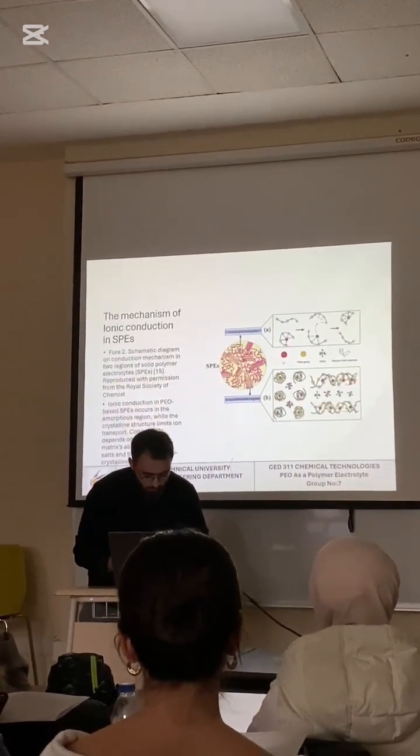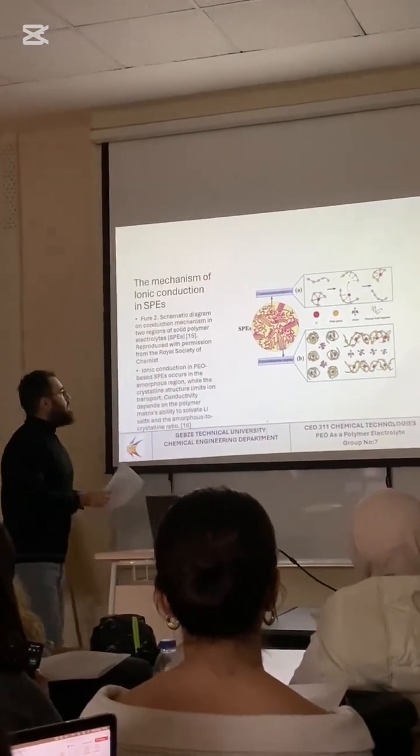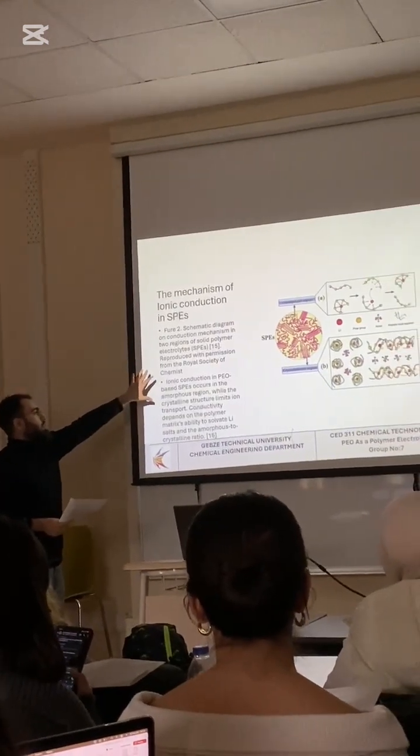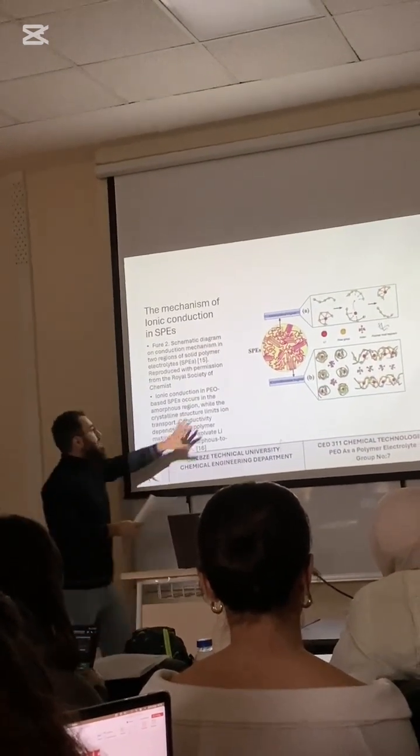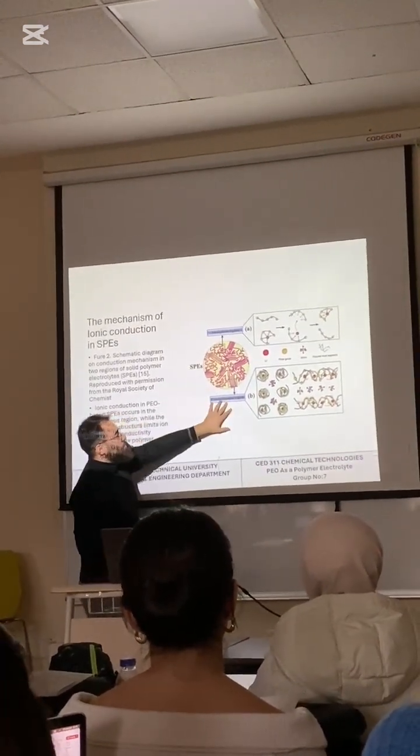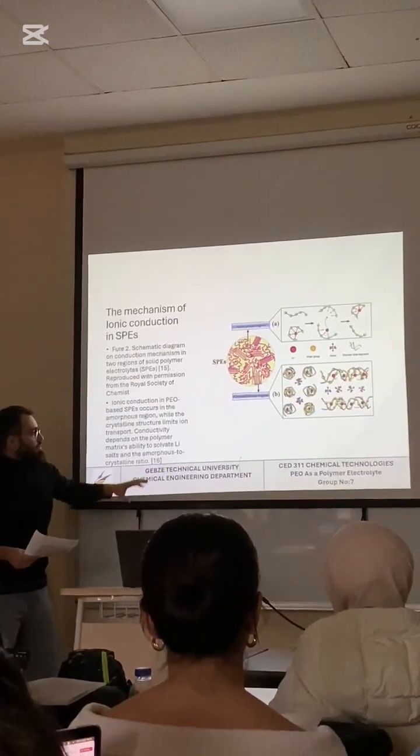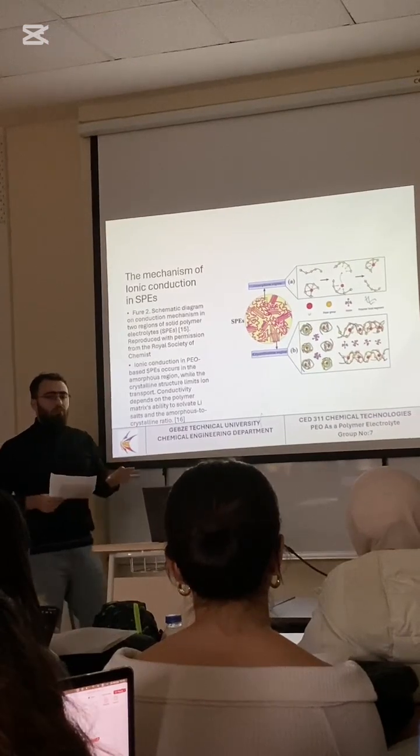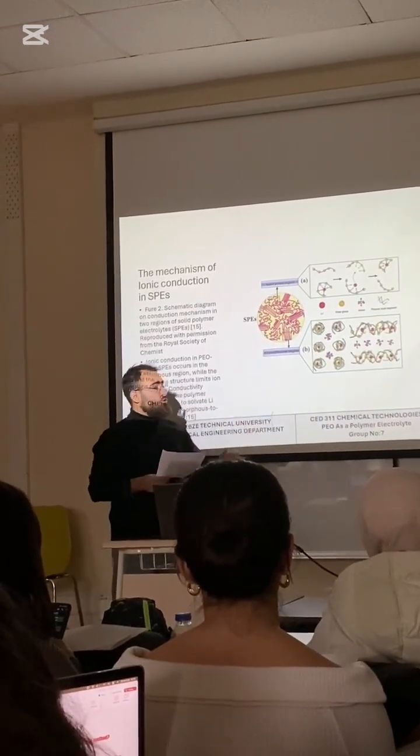So lastly, I'm going to talk to you about the ionic conduction mechanism in solid polymer electrolytes, specifically polyethylene oxide. As you can see, in polymer electrolytes, we have amorphous regions and also crystalline regions. Ionic conduction occurs in the amorphous region, because in the amorphous region, our polymer chains can move freely.